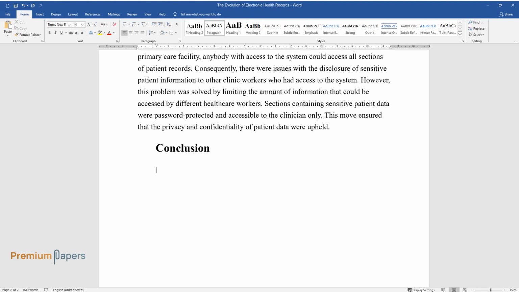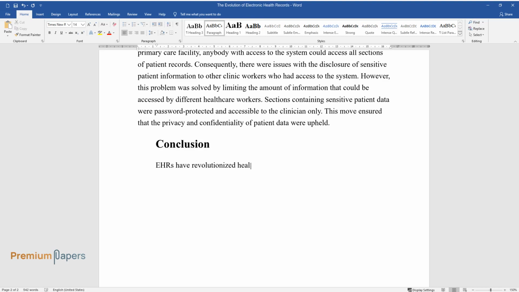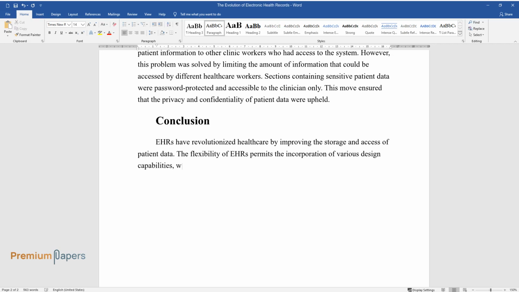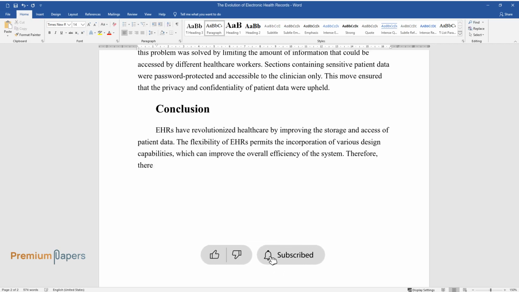Conclusion. EHRs have revolutionized healthcare by improving the storage and access of patient data. The flexibility of EHRs permits the incorporation of various design capabilities, which can improve the overall efficiency of the system. Therefore, there is a need to be conversant with the benefits and shortcomings of each design capability.